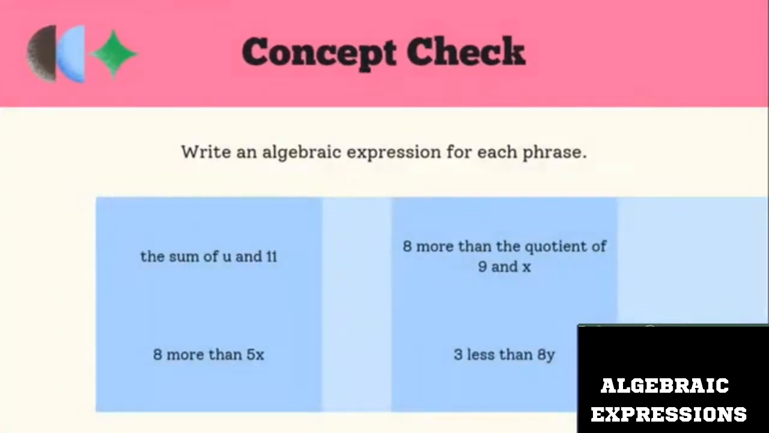Right, so now let's try to solve these problems. Write an algebraic expression for each phrase which we've been given. So we now want to convert ordinary language into mathematical language. Find the sum of u and 11.